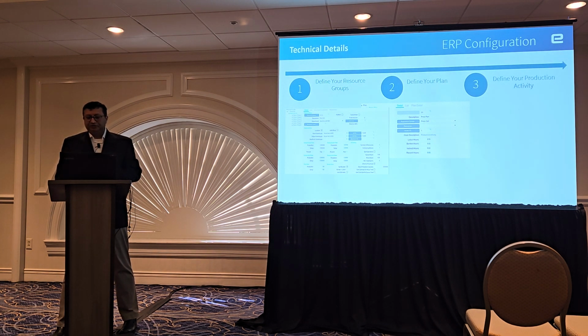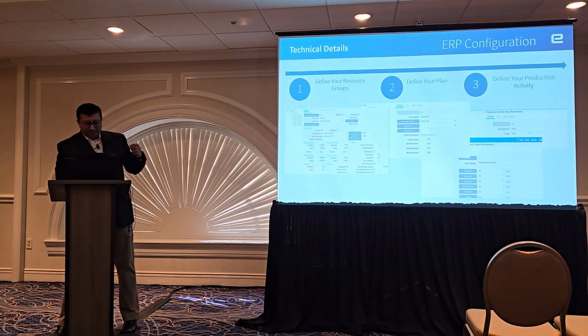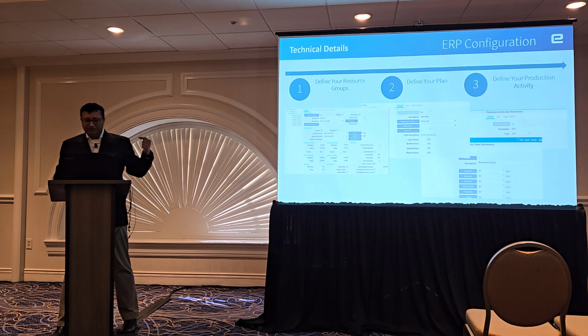And after this, you're going to be defining your production activity. So these are all different screens. You just go to the first step, which is define your groups, define your plan, then you define your production activity. And after this, you will be defining, according to this production activity, which days these production activities are going to happen. So this completes your configuration on the Epicor ERP side of things.